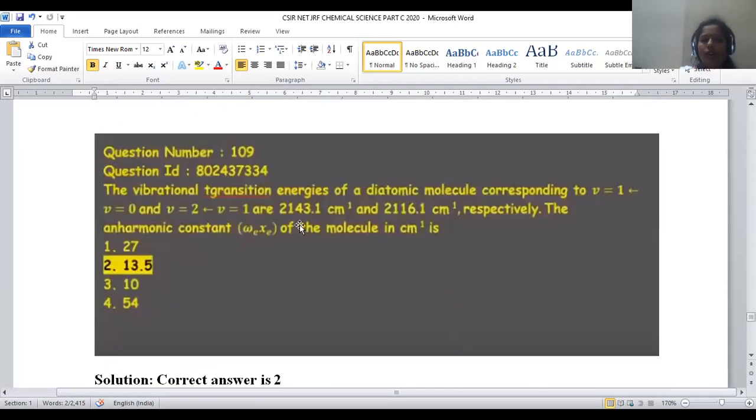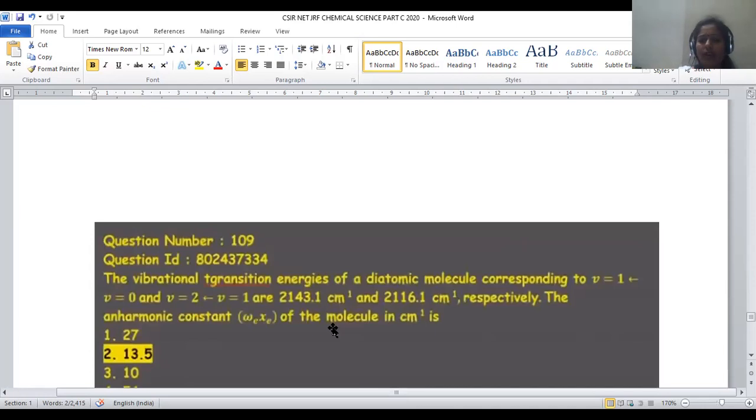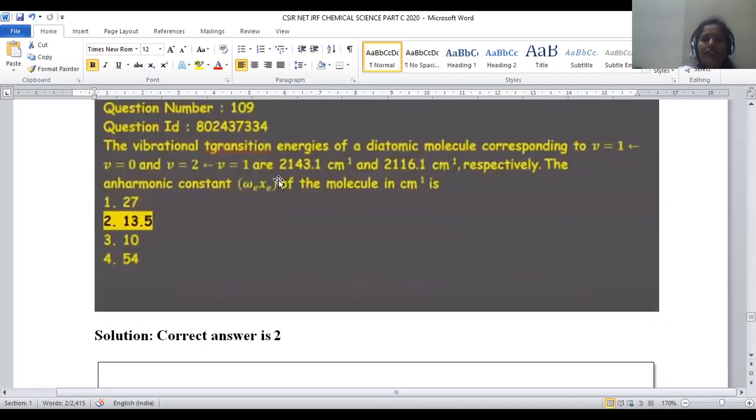Let us move on to question number 109. The vibrational transition energies of a diatomic molecule corresponding to V is equal to 1 to V is equal to 0, and V is equal to 2 from V is equal to 1, are 2143.1 centimeter inverse and 2116 centimeter inverse respectively. The anharmonic constant of the molecule needs to be predicted. Vibrational transition energies of both the transitions are provided here, right?